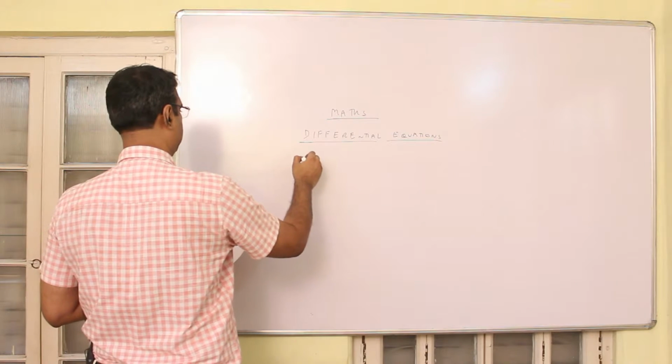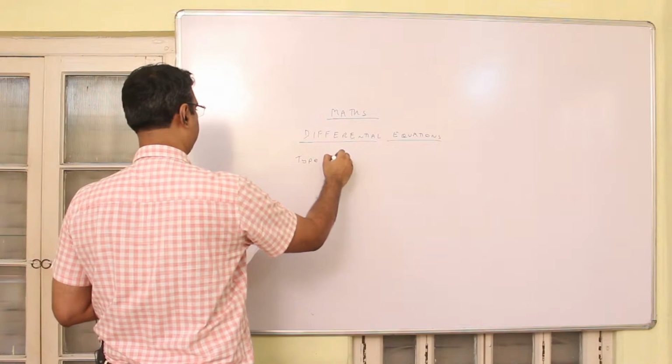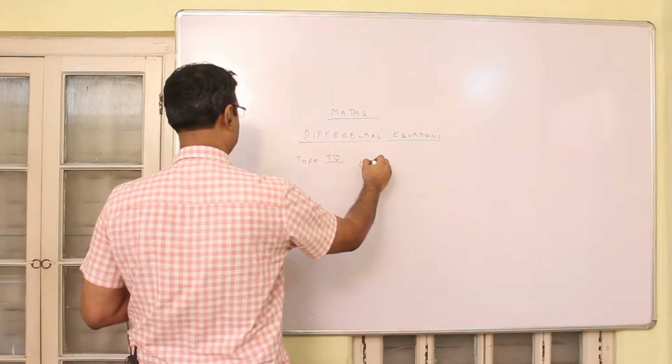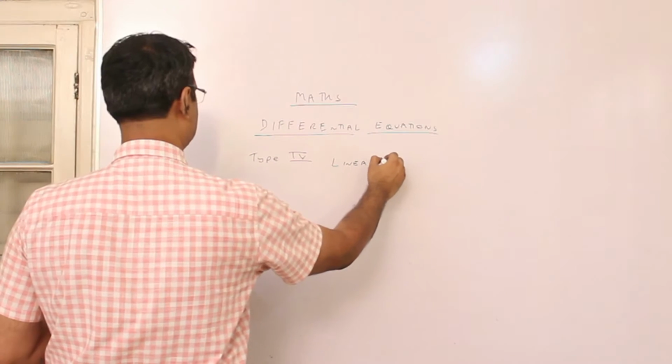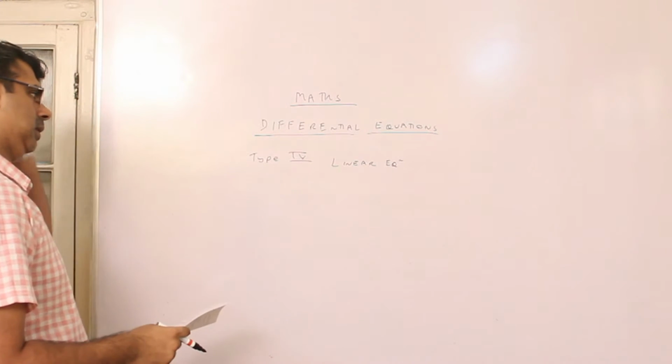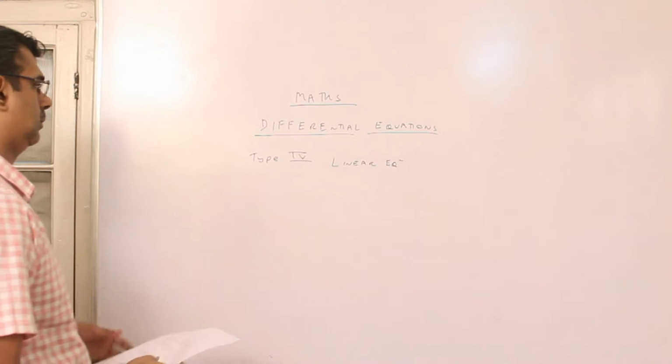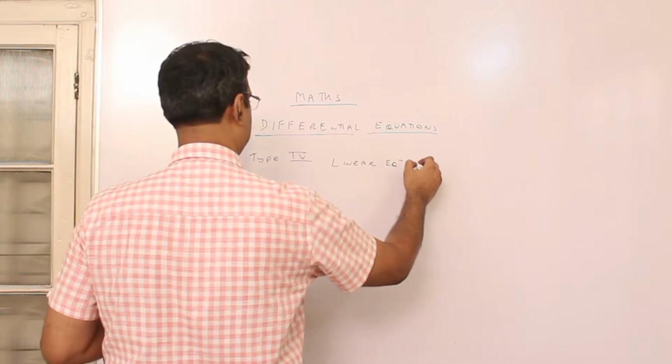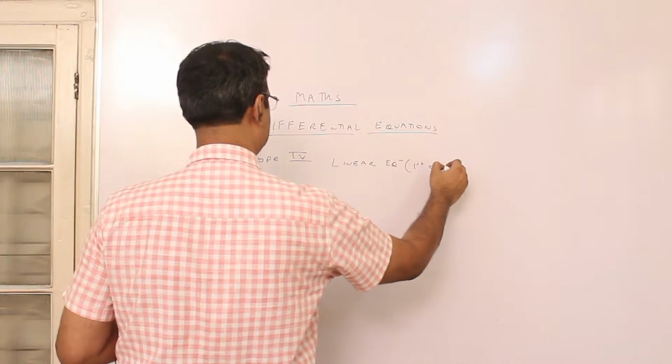Now we come to type 4. Type 4 talks about linear equations. What is a linear equation? A linear equation of first order.